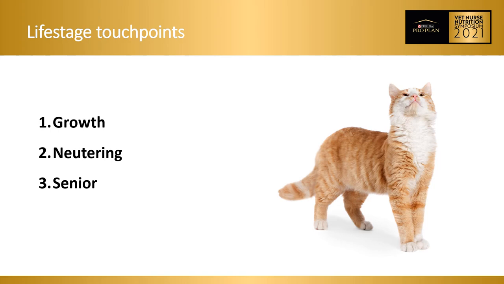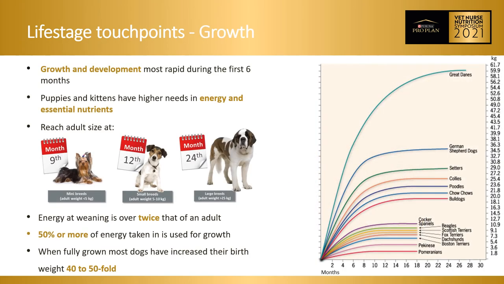So let's look at them in a bit more detail. When we consider growth, we know growth and development in puppies and kittens is most rapid during those first 6 months. Puppies and kittens have a higher need for energy and essential nutrients to support that rapid growth. And particularly in dog breeds, we know that they reach adult size at varying time frames because they mature at different rates. More particularly, our large breed dogs take a lot longer to mature. So these large breed dogs end up on puppy foods for a significant length of time, up to 24 months in total.